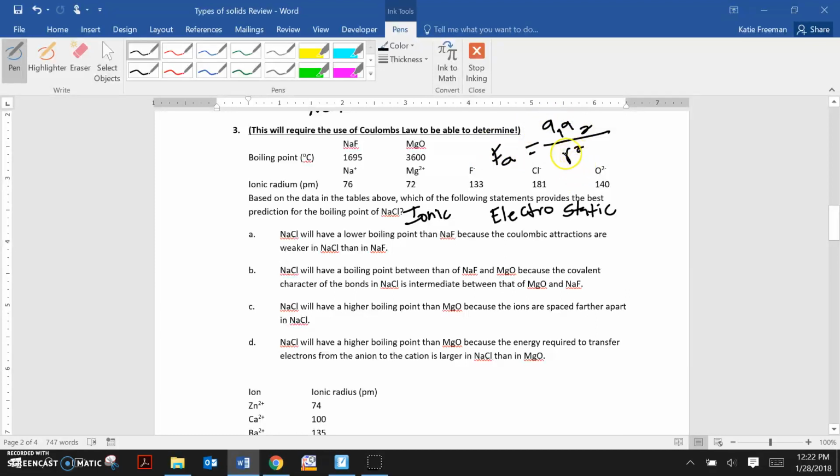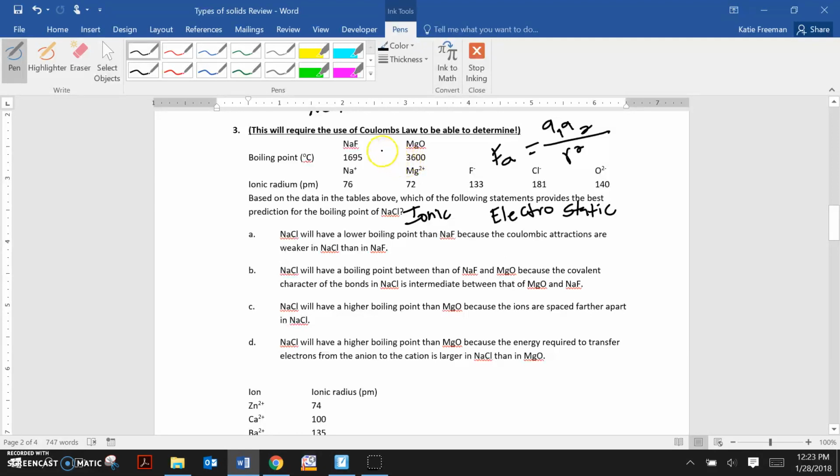And then our denominator is radius. The larger the radius, the smaller the force of attraction, or the smaller the radius, the higher the force of attraction, however you want to think about that. So what we're looking at here is the size of the atom. Notice you have those right here, and then also the charges of the atoms. And then we have those boiling points. So we are looking at the boiling point of sodium chloride, given the boiling point of sodium fluoride is about 1700 and magnesium oxide is about 3600.